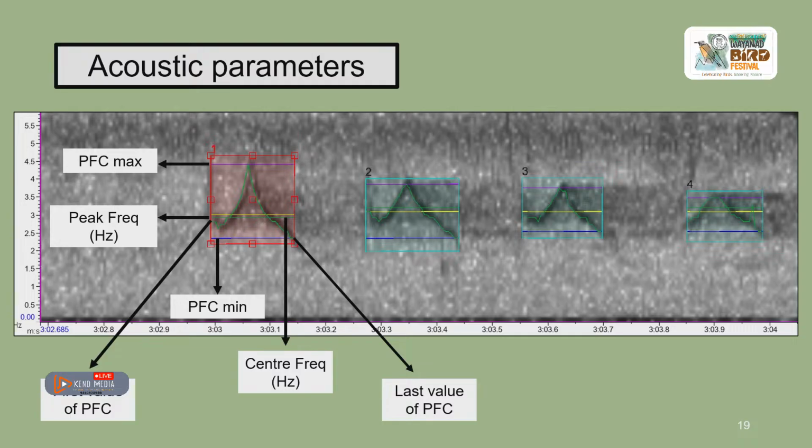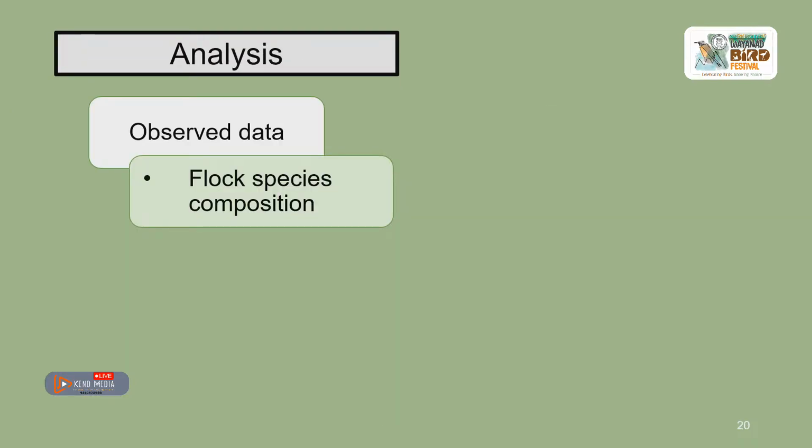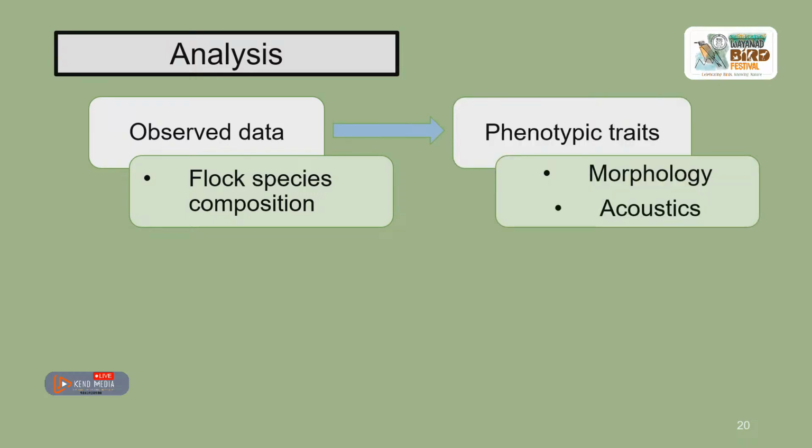And we used the average PC scores for each species to denote their spectral signal space. So that is their acoustic space, if you want to call it loosely. So the analysis broadly follows like this. We have observed data, which is the flock species composition. And then we have also independently gathered data on their phenotype.